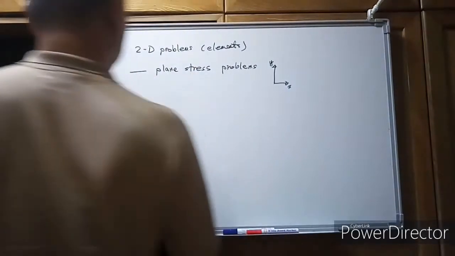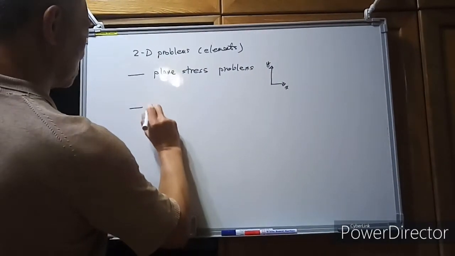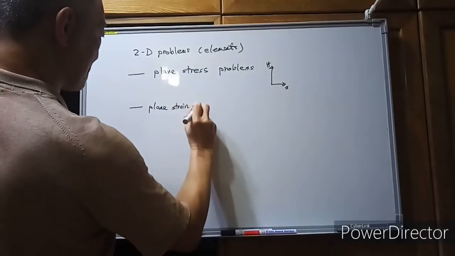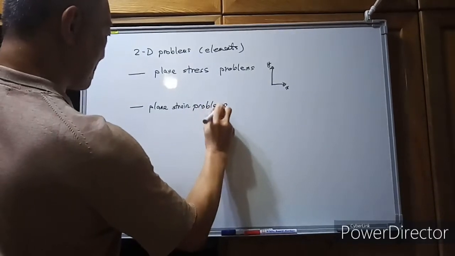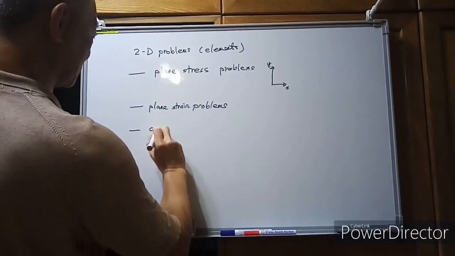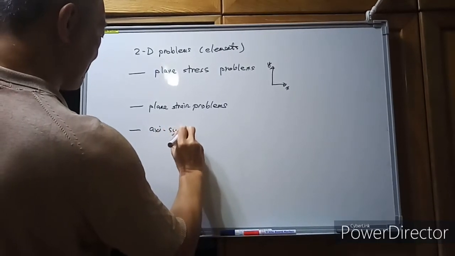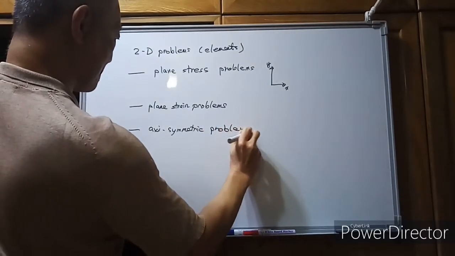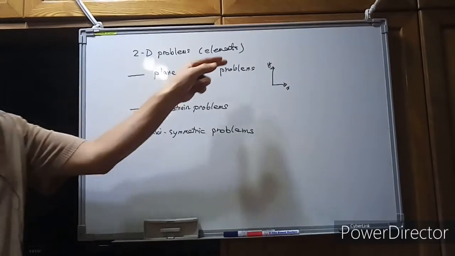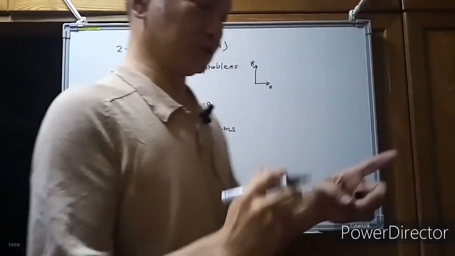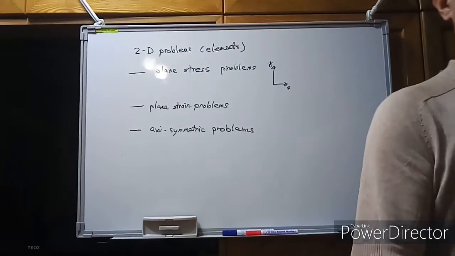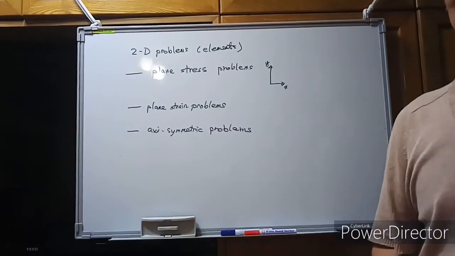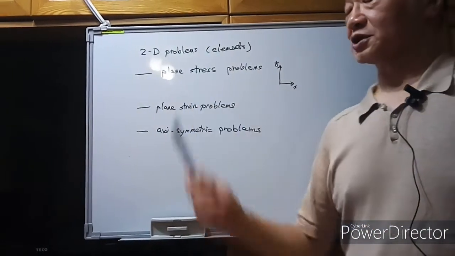The second two-dimensional problem is the plane strain problem. The third one is the axisymmetric problem. So after the plane stress problems, I will introduce the other two-dimensional problems, the plane strain problem and the axisymmetric problem.